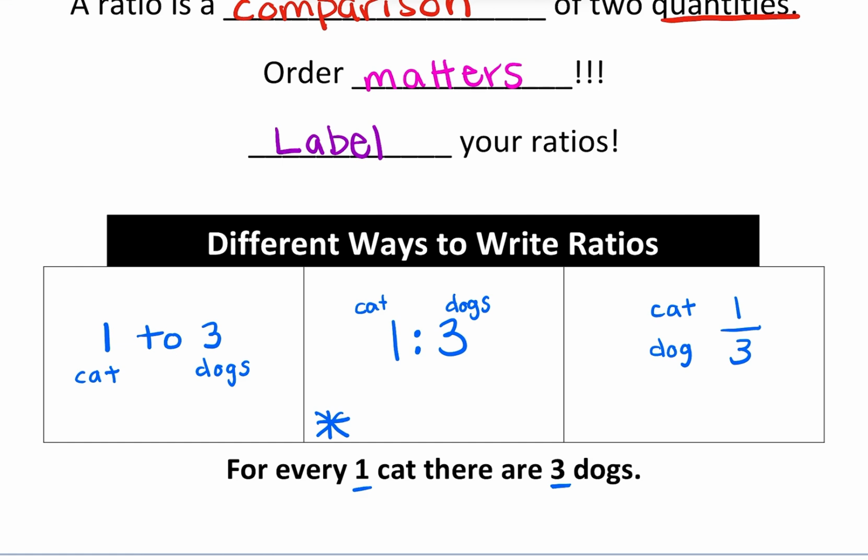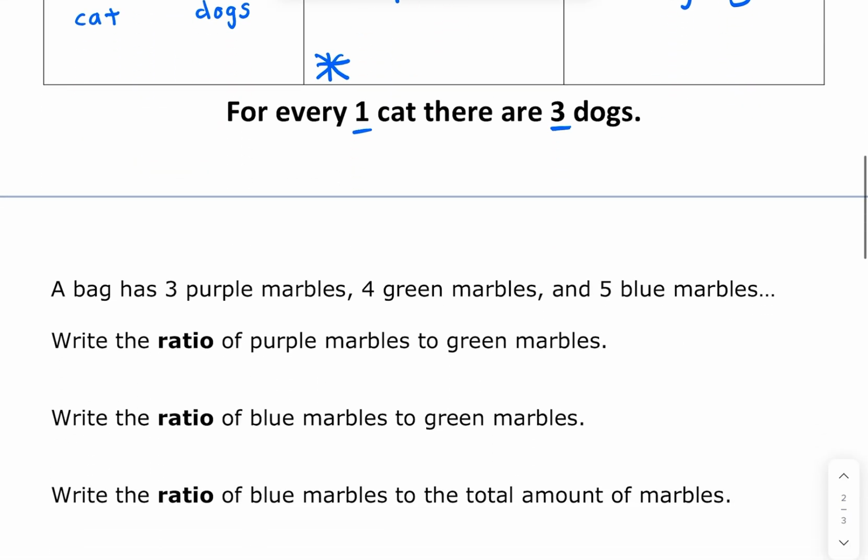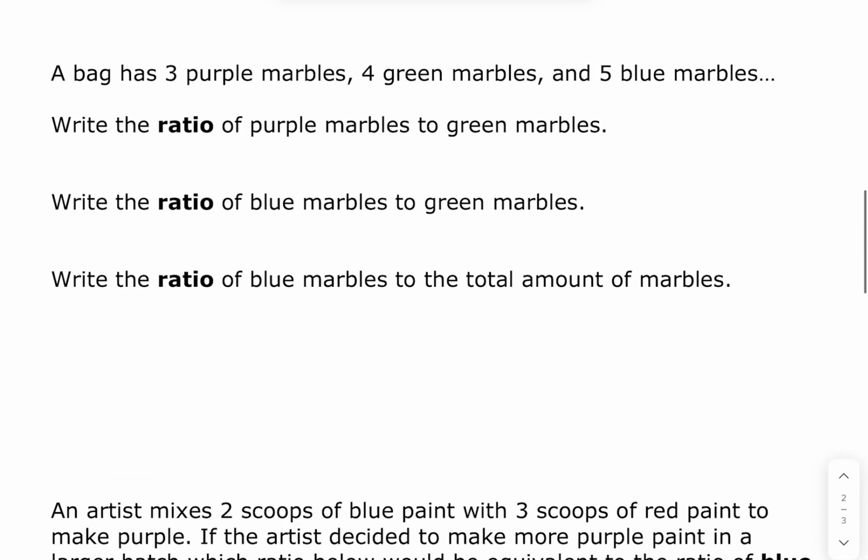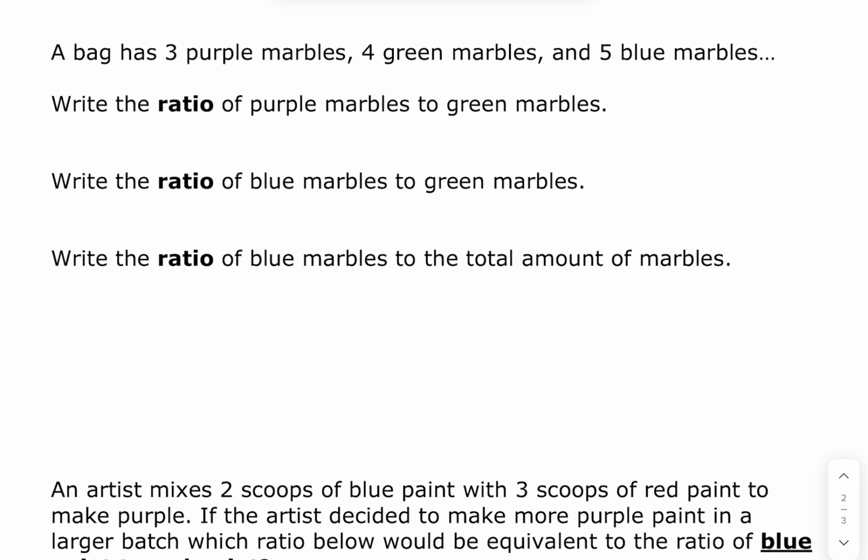All right, let's go on the inside and do some practice problems. So our first situation, it says a bag has 3 purple marbles, 4 green marbles, and 5 blue marbles. The first thing says write the ratio of purple to green. So we have purple first, then green. So that is the order my answer is going to be. My answer is going to be purple, green.